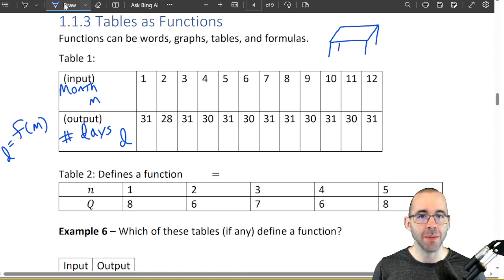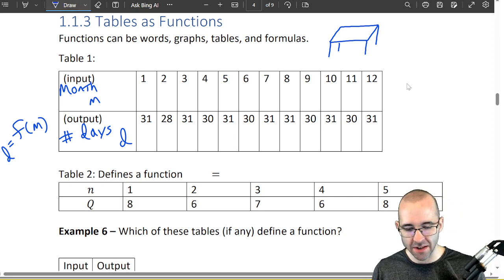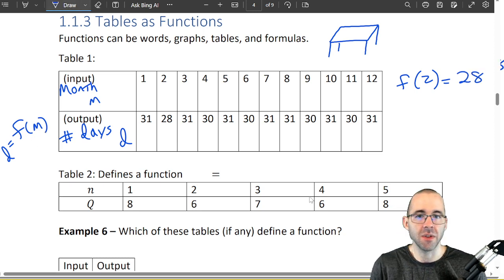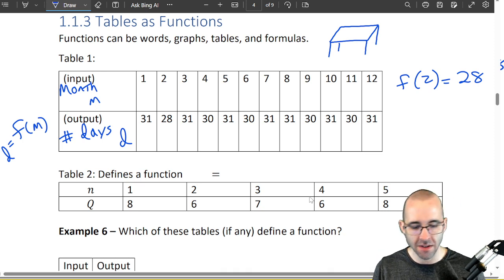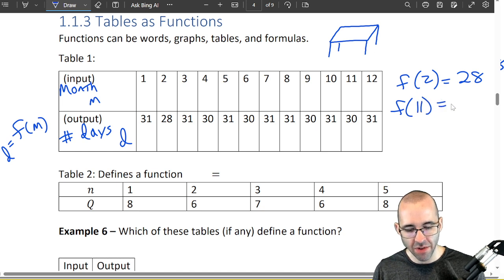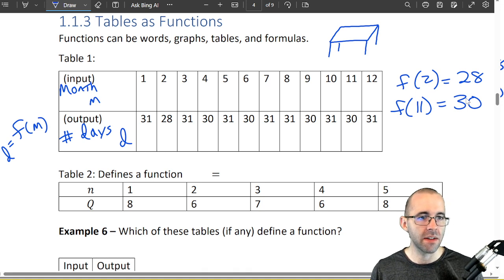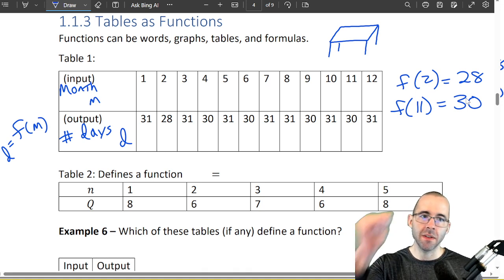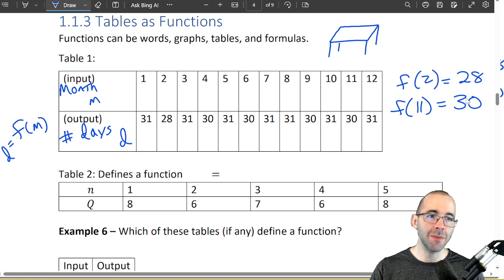Anyway, here's an example. We could do all sorts of things. We could say f of 2. When I put 2 inside, 2 being the month, the output is the number of days. F of 2 is 28. February has 28 days if there's no leap year. F of 11, my birth month, is 30, and so on. Take in the month, get out the days. And there's only one answer because it's a function.